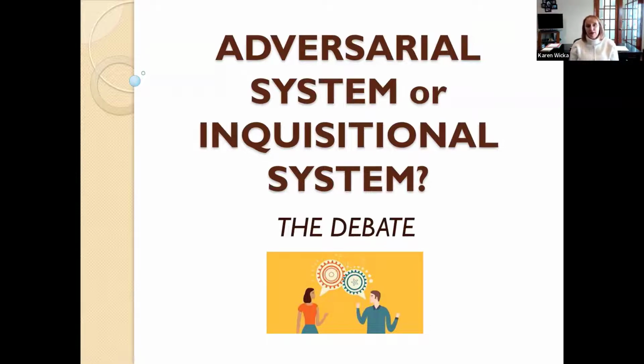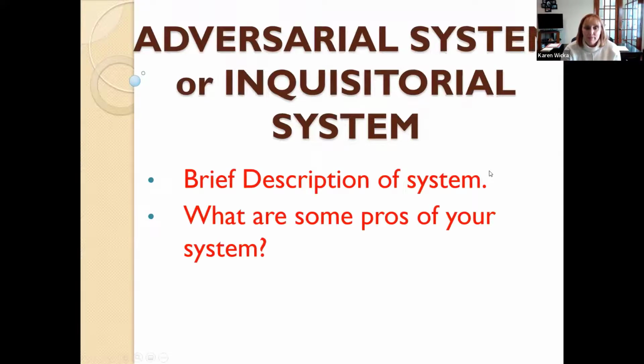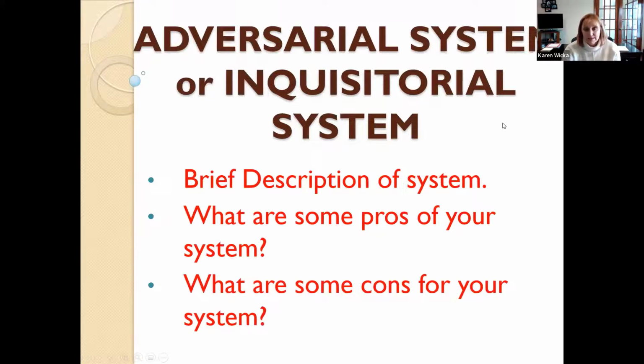So England is much more an inquisitorial system. This is where the judge really asks the questions and takes control, and the lawyers are just kind of there. So what we want to do is think about what each system is. I posted a bunch of materials online that talk about the adversarial system and the inquisitorial system. You should understand what each system is and understand some pros and cons of each.